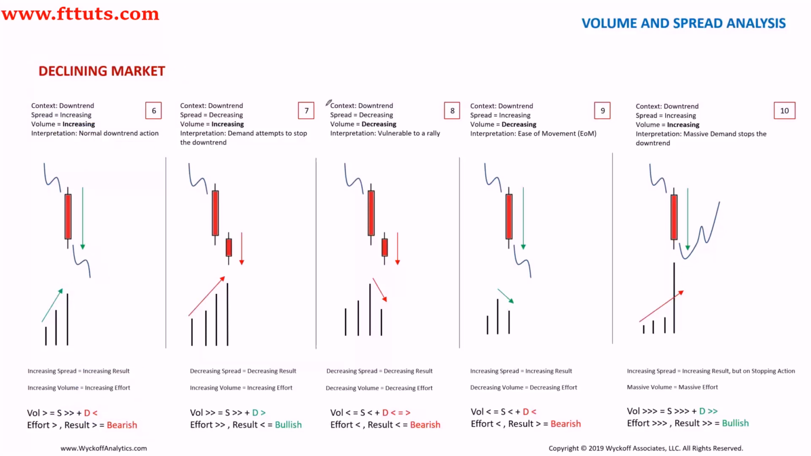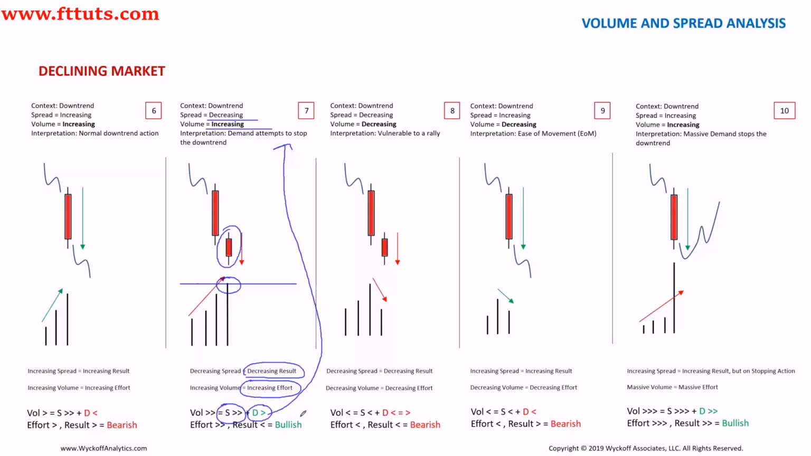Next one, scenario number 7. Decreasing spread and increasing volume signature. So we're seeing that the spread has decreased significantly, and yet the volume signature is still going up. So we have a case of a decreasing result on increasing effort, where supply is still increasing, but we already see some emergence of demand, as demand attempts to stop the downtrend. Just because the volume signature is so high, that suggests that this emergence of demand could stop the trend from going further down.